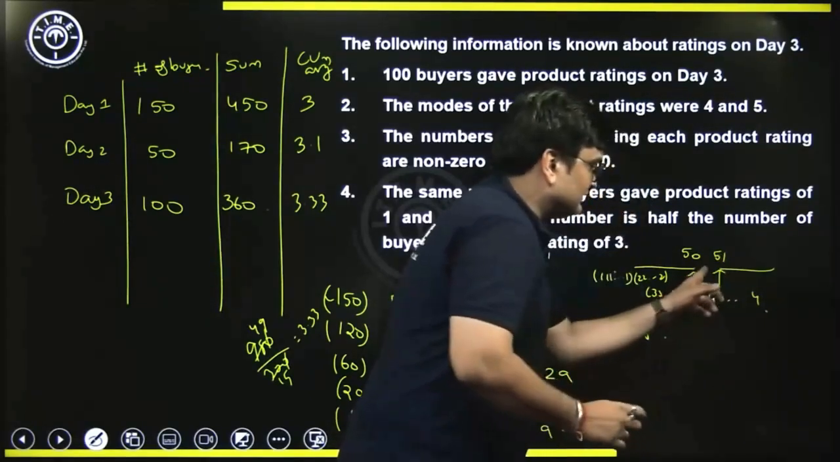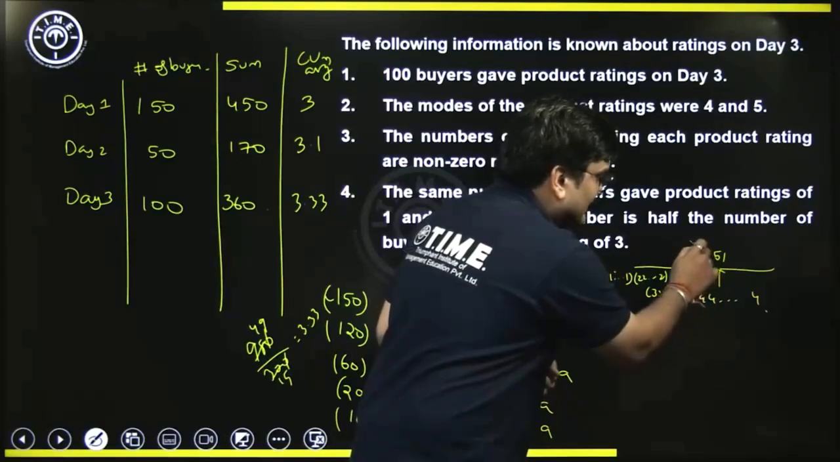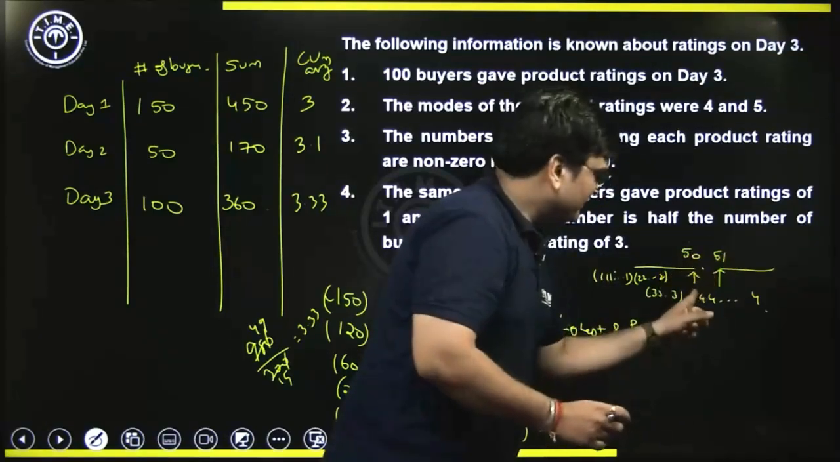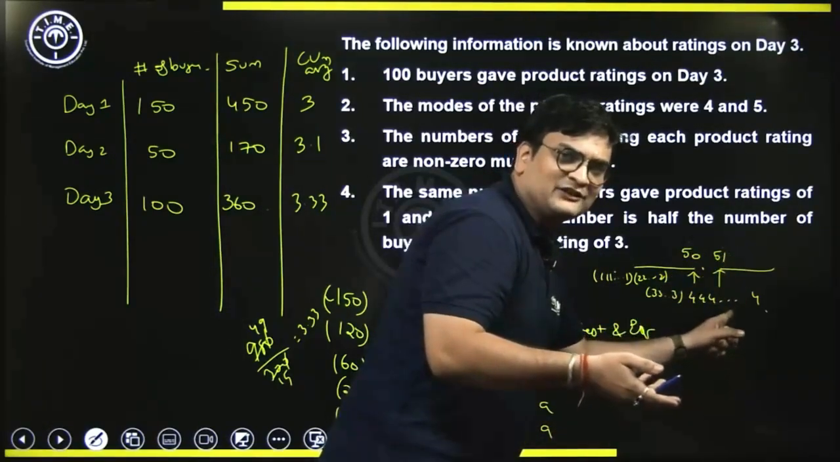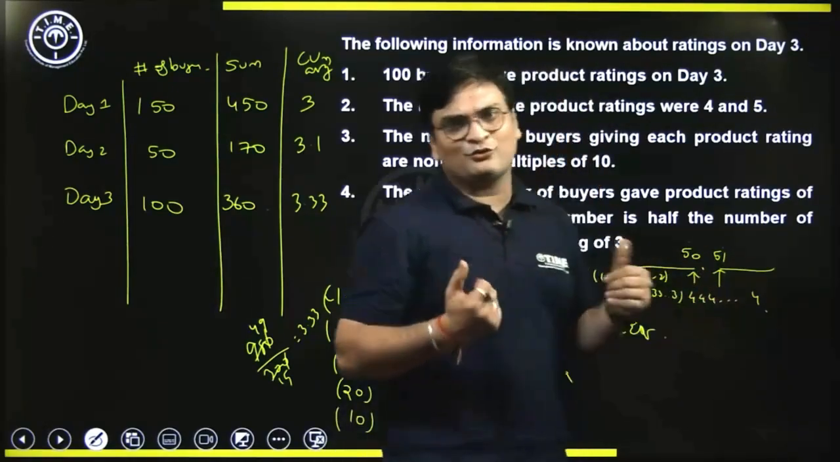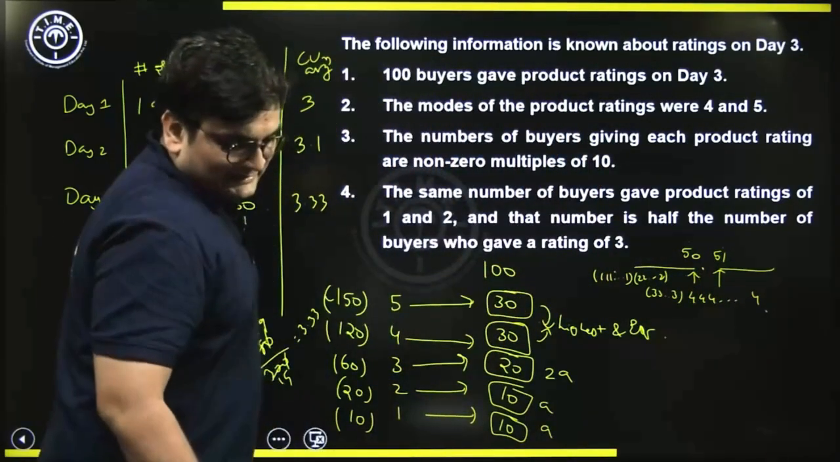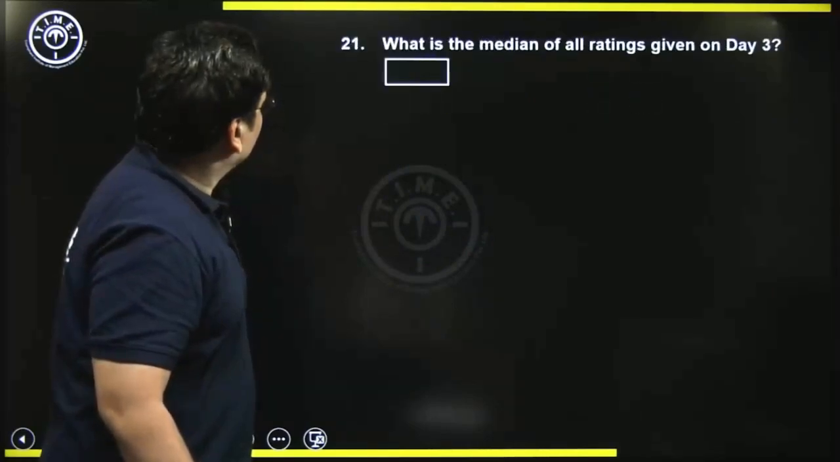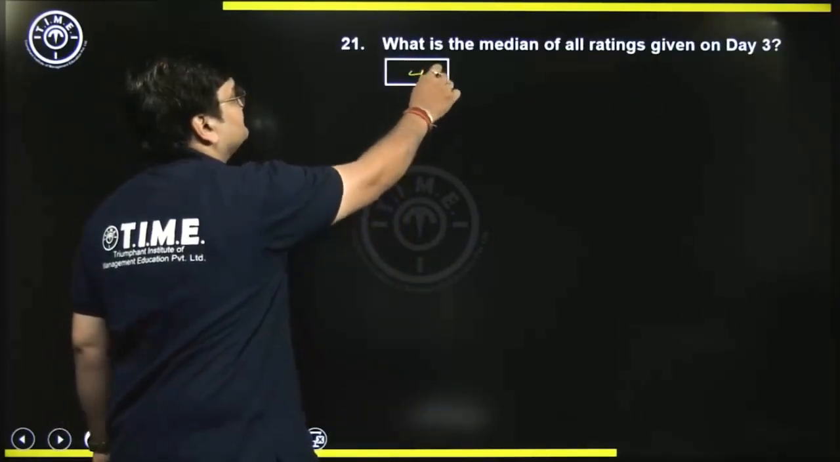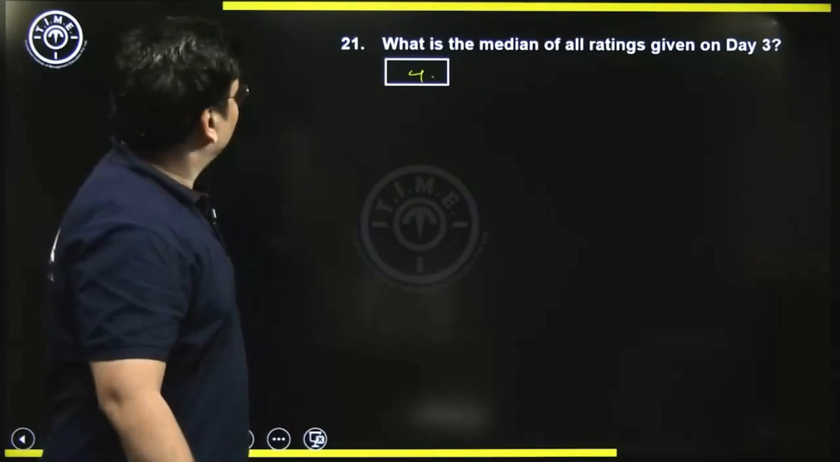So, thus the median over here will be the average of 50th and 51st reading. 50th reading is also 4, 51st reading is also 4, as you can see average will be 4 only. So, thus we can say the median will be 4. That should be the answer for this.